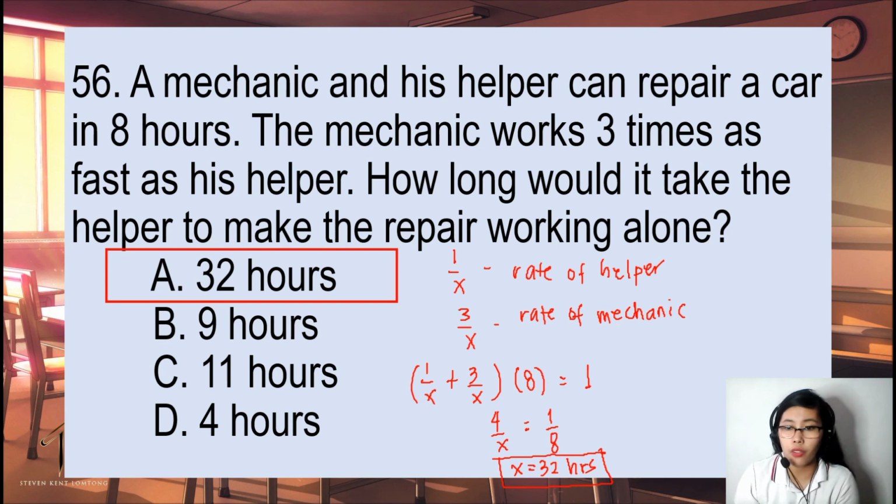Okay. Now, if you want to check if your answer is correct, you just have to get the rate of the mechanic, 3 over 32. So, for the mechanic, he will repair the car in 32 divided by 3, that's 10.67 hours. So, he works 3 times as fast as his helper.